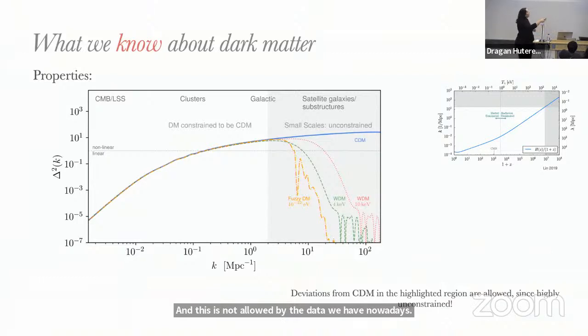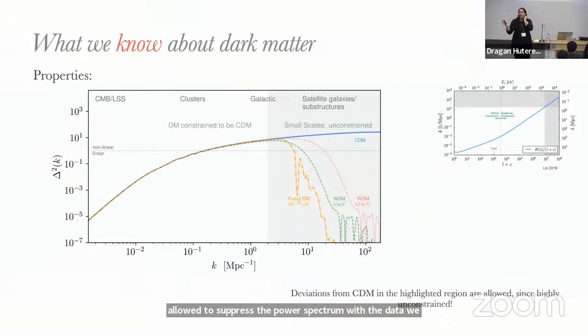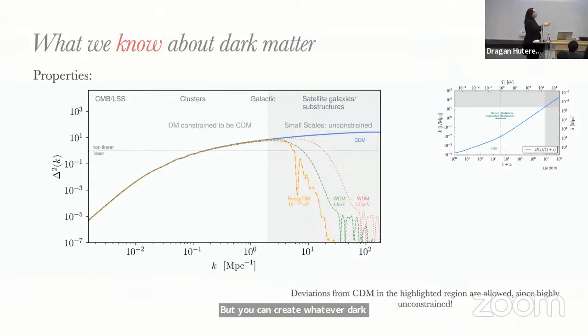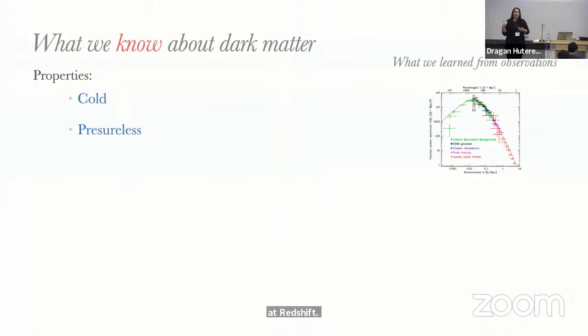So this also means that in all this gray region, I am allowed to suppress the power spectrum with the data we have nowadays. Of course, maybe in 10 years this will be a very different picture, but you can create whatever dark matter model you want, thermal or not, that suppresses the power spectrum in this gray region. So it's not that dark matter is cold and pressureless. It's actually that dark matter needs to be cold today. And for that to happen, it needs to be non-relativistic at redshift 10 to the 7, because that's when the modes that we measure today enter the Hubble radius. Is that clear?